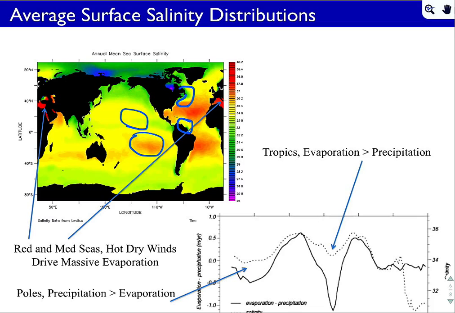You have areas of very high salinity. You can see them here. They're red, such as the Mediterranean Sea, where evaporation exceeds precipitation. The Red Sea, where evaporation also exceeds precipitation. These are places where they have hot, dry winds that essentially easily evaporate the water, leaving the salts behind.